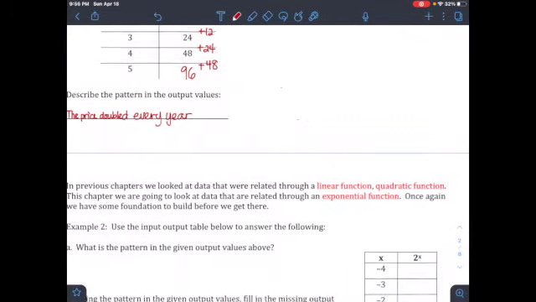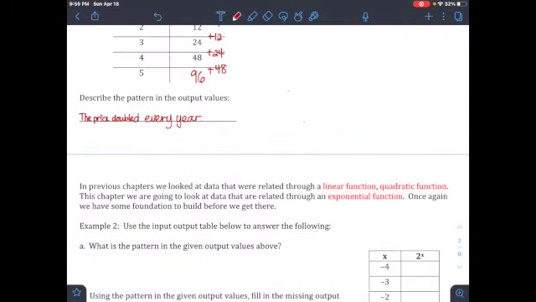In the previous chapter, we looked at data that were related through a linear function, which is a straight line, and a quadratic function, which is a U shape. This chapter, we are going to look at data that are related through an exponential function. Once again, we have some foundation to build before we get there.